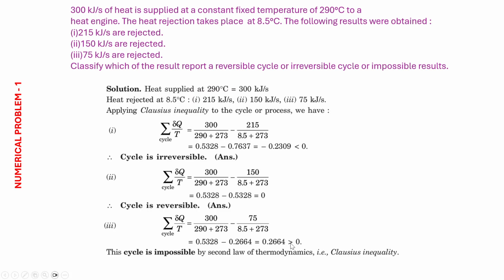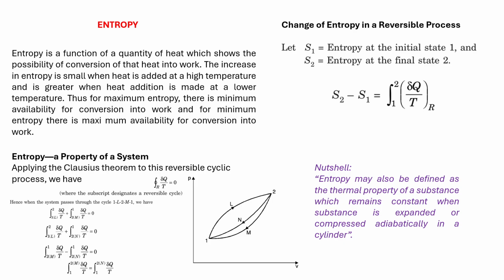If it is greater than 0, it becomes what? Impossible, and that governs what? The real Clausius inequality. So this kind of problem alone is eligible from the side of Clausius inequality to have an 8 mark or a 16 mark, based on the question paper setter, right?